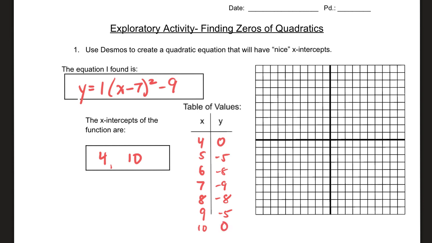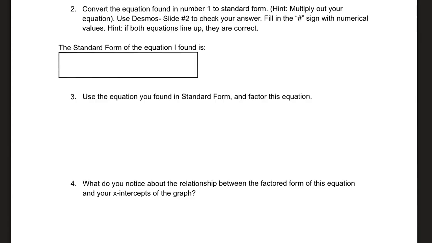I'll plot those points: 1, 2, 3, 4, and then I got 5, it's 1, 2, 3, 4, 5, and then I did 8, and then -9, and -8, -5, and 0. And I could graph my quadratic equation that looks like this. All right, and that's all there is for number one.